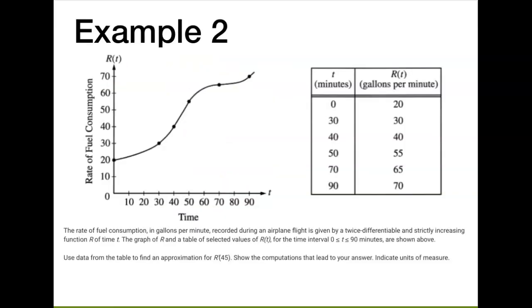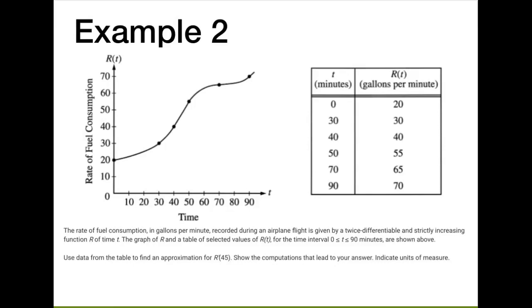So here we're given a graph and a data set and also a context. The rate of fuel consumption in gallons per minute recorded during an airplane flight is given by a twice differentiable and strictly increasing function r of time t. The graph of r and a table of selected values of r of t for the time interval 0 to 90 are shown above. Use the data table to approximate r prime at 45 and show the computations that led to your answer. Indicate units of measure. Great.